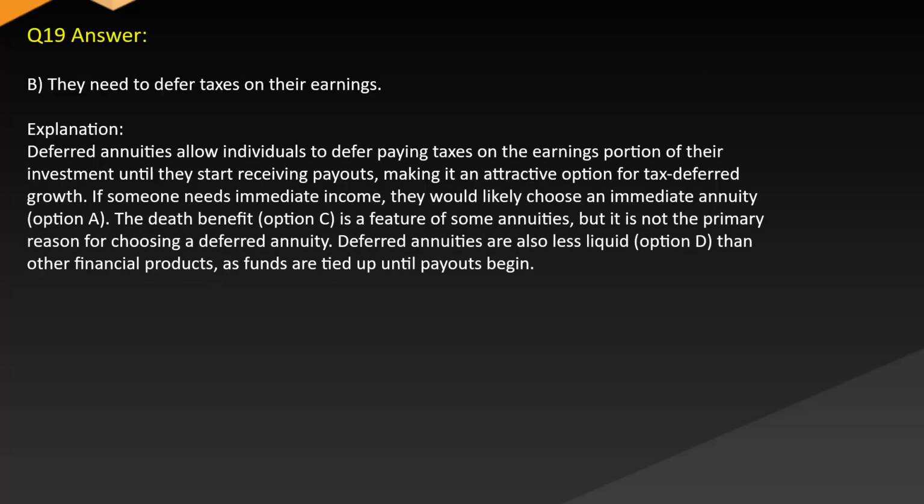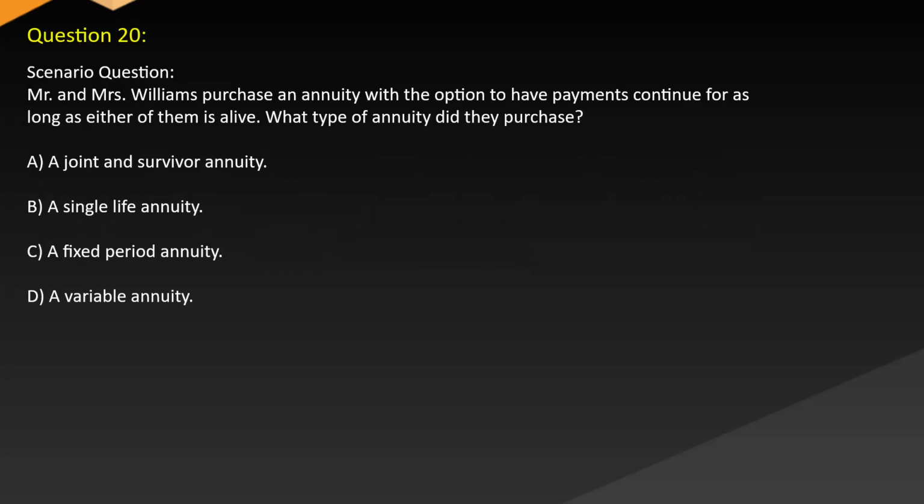Answer B. They need to defer taxes on their earnings. Explanation. Deferred annuities allow individuals to defer paying taxes on the earnings portion of their investment until they start receiving payouts, making it an attractive option for tax-deferred growth. If someone needs immediate income, they would likely choose an immediate annuity, option A. The death benefit, option C, is a feature of some annuities, but it is not the primary reason for choosing a deferred annuity. Deferred annuities are also less liquid, option D, than other financial products, as funds are tied up until payouts begin.